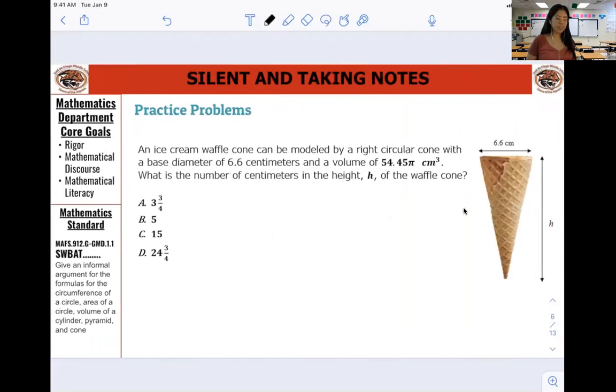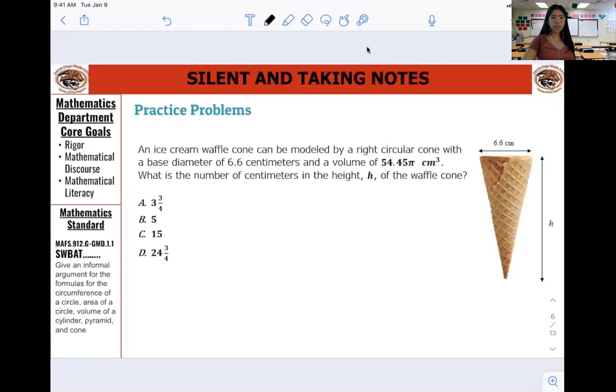Last one. Who can read for this? Let's have a volunteer. Okay, go ahead. An ice cream waffle cone can be modeled by a right circular cone with a base diameter of 6.6 meters and a volume of 54.45 pi centimeters cubed. What is the number of centimeters in the height h of the waffle cone? All right, so we know the diameter, we know the volume, but we don't know the height.